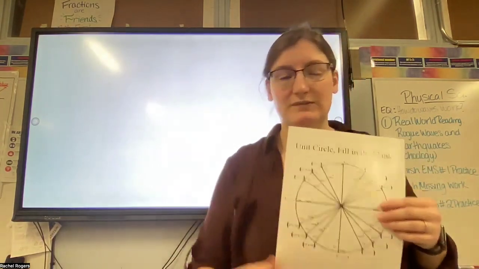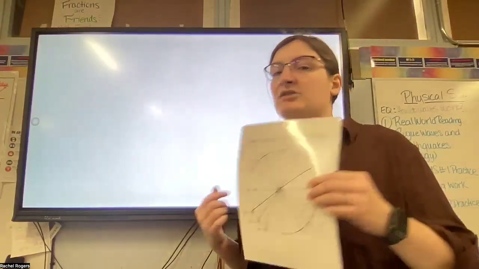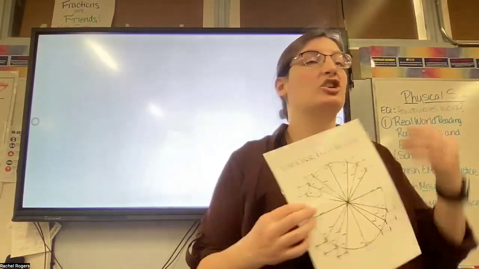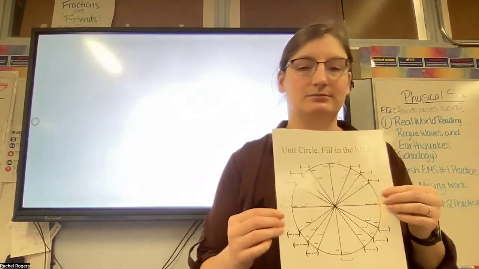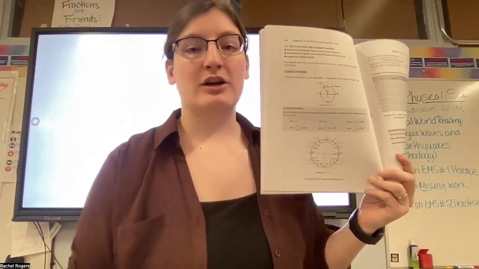You can do all the degrees first. You can do all the radians first. You can do all the sines or cosines. You can mark your positive negatives first. There's a lot of different strategies that you can use for filling this out. All right, you can check.